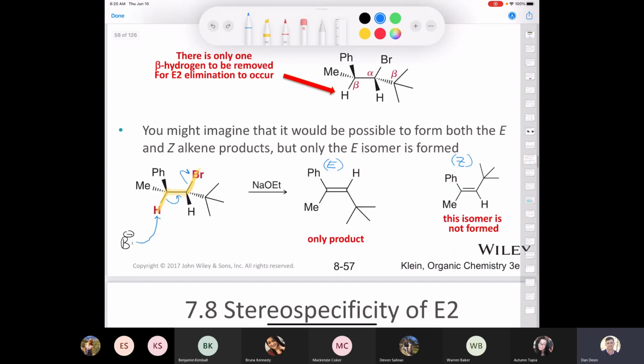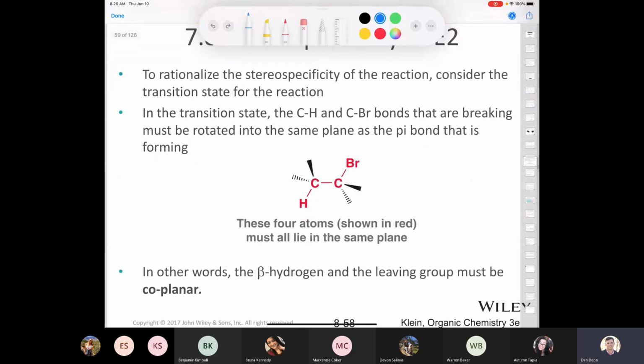Well, let's take a look at it in detail now. So to rationalize this stereospecificity, why we get specifically one product, we have to look at the transition state. And what I told you is that in the transition state, the carbon-hydrogen and the carbon-bromine bond that are breaking have to be in the same plane as the pi bond that's forming. So this is what I was showing you in the last slide.